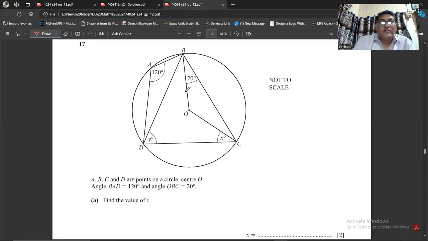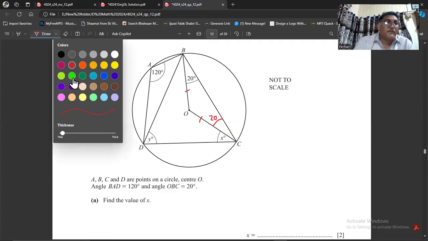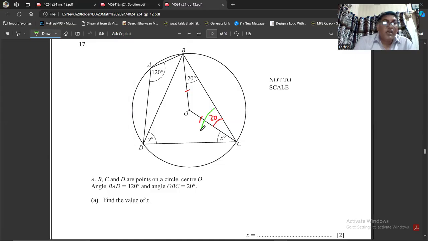This is radius. This is also the radius. So this triangle is an isosceles triangle. So if that angle is 20, this angle will also be 20. And the sum of this angle will be 180, because they are the opposite angles in a cyclic quadrilateral.